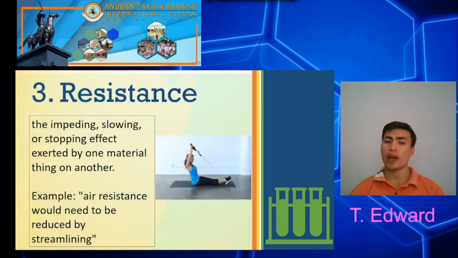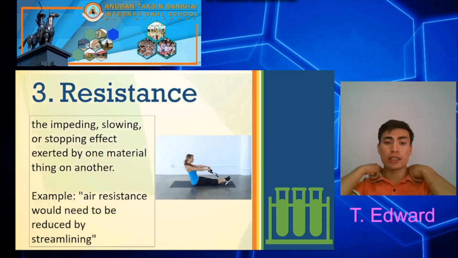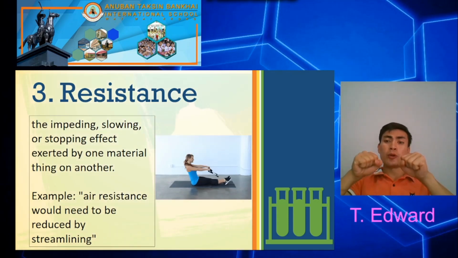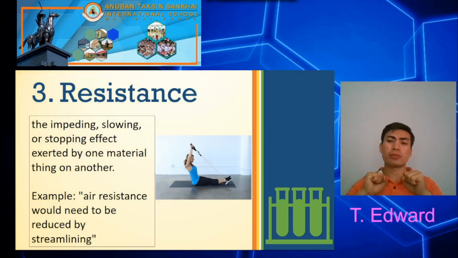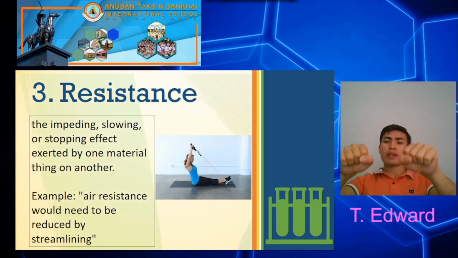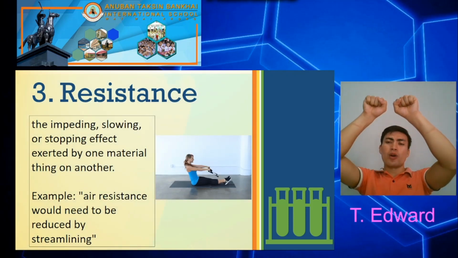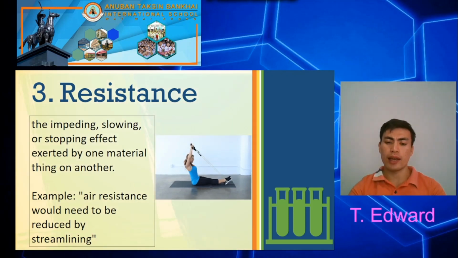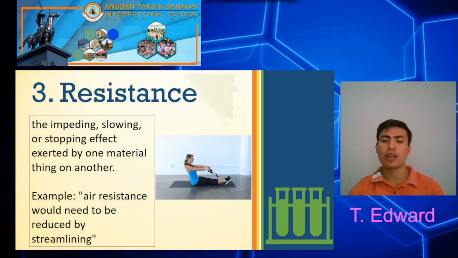Example: drive the forklift here so we can use it to carry heavy boxes. Number 3, resistance. Resistance is the impeding, slowing, or stopping effect exerted by one material thing on another. Example: air resistance would need to be reduced by streamlining. If you are fond of exercising, like the girl you can see here trying to stretch the resistance band, at first it is very easy to stretch, but the longer it goes, the stronger the resistance gets.